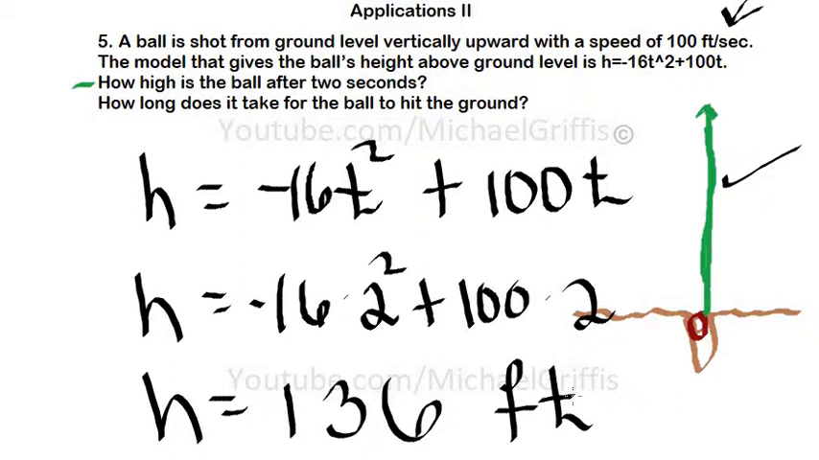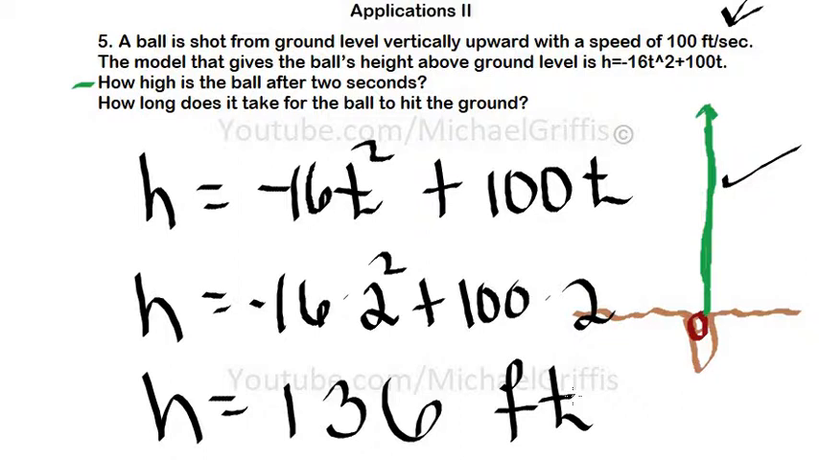All right. What's the next question here? Seems like I got a different number last time I did this problem, but I'm pretty sure I got that right. Negative 16 times 4 plus 100 times 2 is 136. I don't want to make any mistakes.